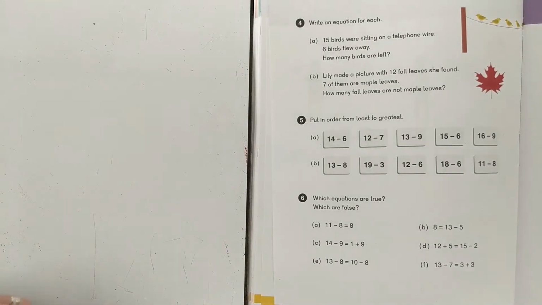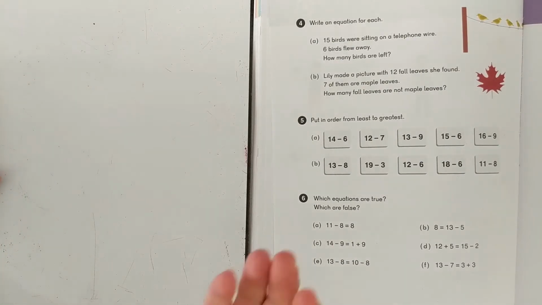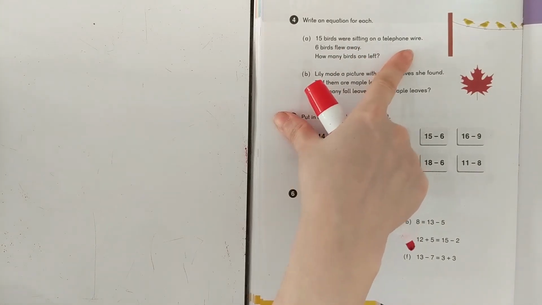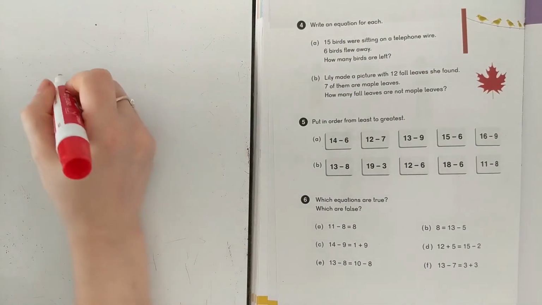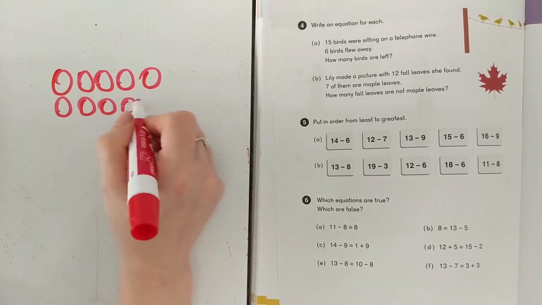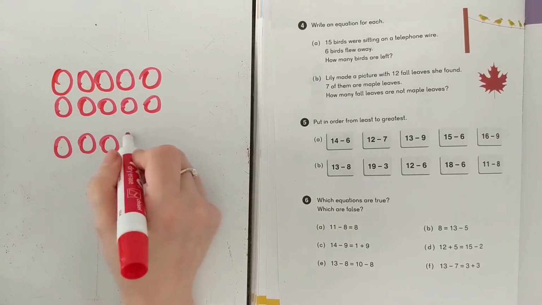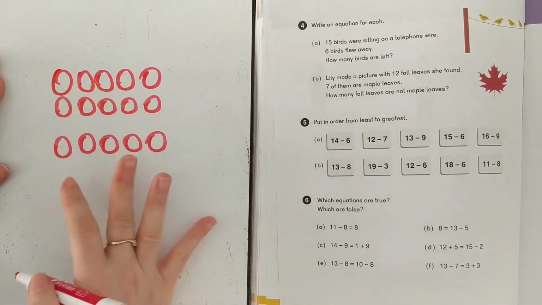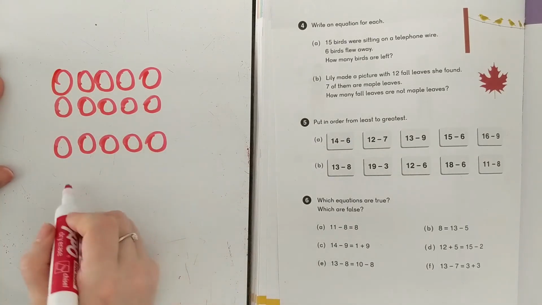So after reading it once, I'm going to read each sentence again, and then I'm going to show a picture of what I understand. 15 birds were sitting on a telephone wire. So here's my 15 birds. 1, 2, 3, 4, 5, 6, 7, 8, 9, 10, 11, 12, 13, 14, 15. Remember, we don't draw actual birds. We're doing a quick math drawing. So all of these circles represent the 15 birds.